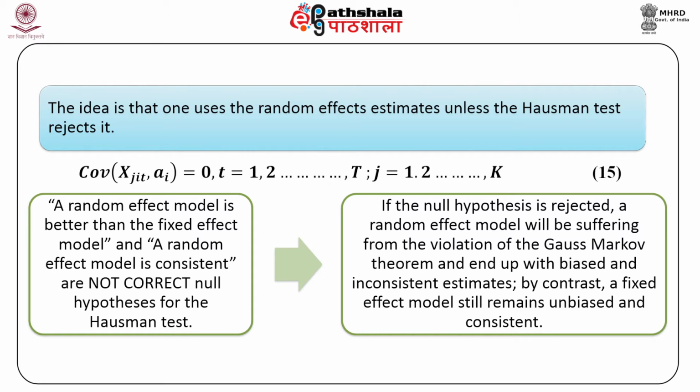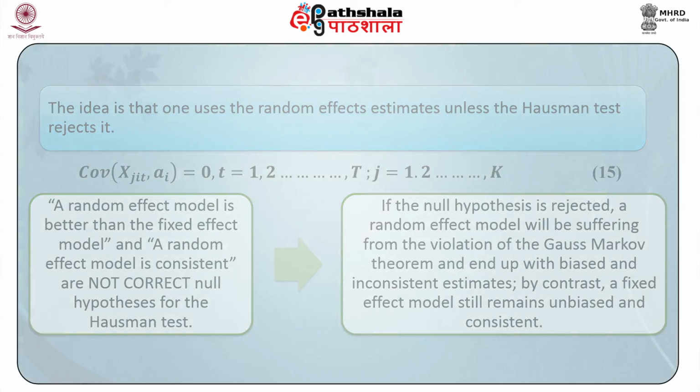If the null hypothesis is rejected, a random effect model will suffer from the violation of the Gauss-Markov theorem and end up with biased and inconsistent estimates. By contrast, a fixed effect model still remains unbiased and consistent. To make it simple, if the null hypothesis is rejected, use the fixed effect model. Otherwise, go for the random effect model.